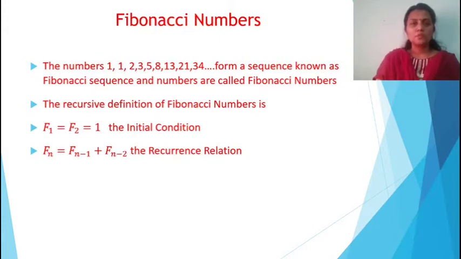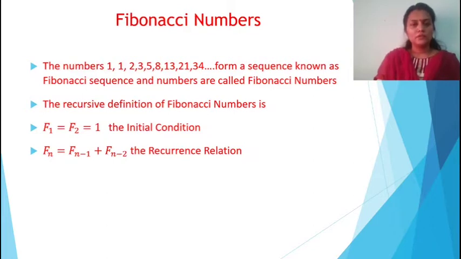So the first number is 1, the second number is again 1, the third number is the sum of the first two numbers, 1 plus 1, 2. The fourth number is the sum of the second and third numbers, so 1 plus 2 is equal to 3, and like that.